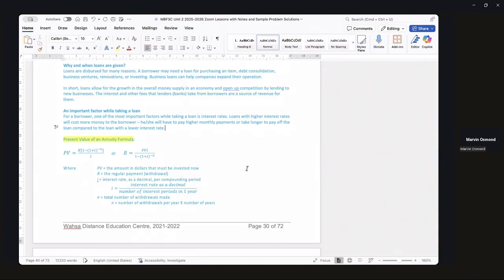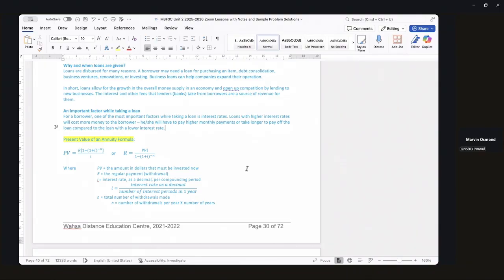1 minus 1 plus i is the same as it was in the compound interest form, is the interest rate per period. N, the letter n, is the same thing as the number of compounding periods in total. So you notice that we have PV equals R bracket 1 minus bracket 1 plus i bracket to the power negative n bracket all over i.